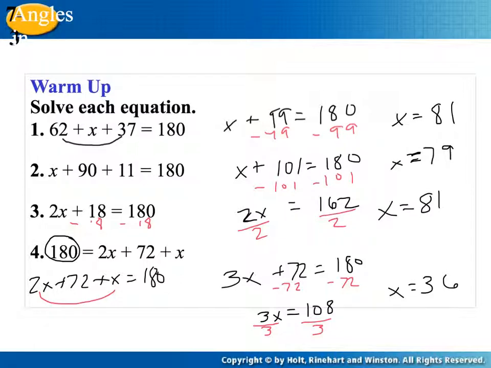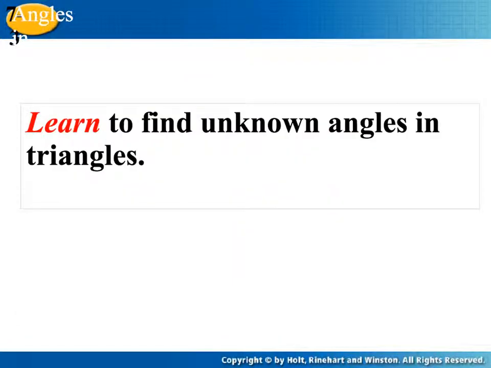Okay, what you just did on 1, 2, 3, and 4 is a lot of the same information that we're going to be doing in our notes tonight. It's the same process, because we're going to be learning to find unknown angles in triangles. We will not know them, so we have to find them. We are going to figure out how to find them so we can know them.